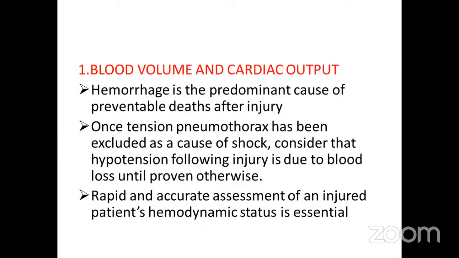Coming to blood volume and cardiac output, hemorrhage is a predominant cause of preventable deaths after an injury. So whenever your patient has hypotension, after ruling out a tension pneumothorax, you should look for other bleeding sources. And rapid and accurate assessment of an injured patient's hemodynamics is very essential.